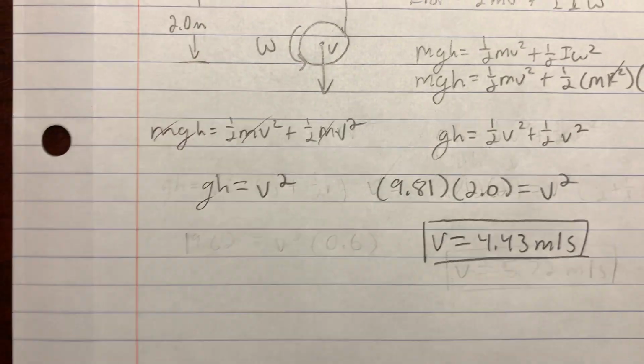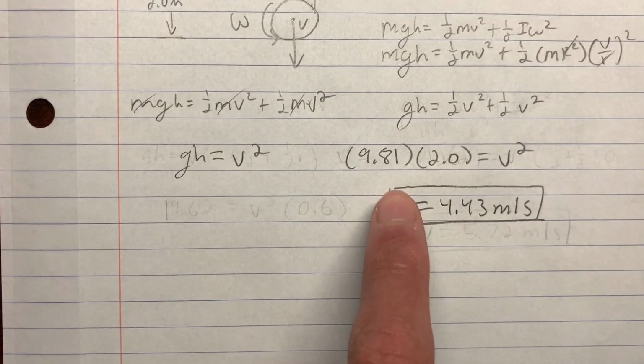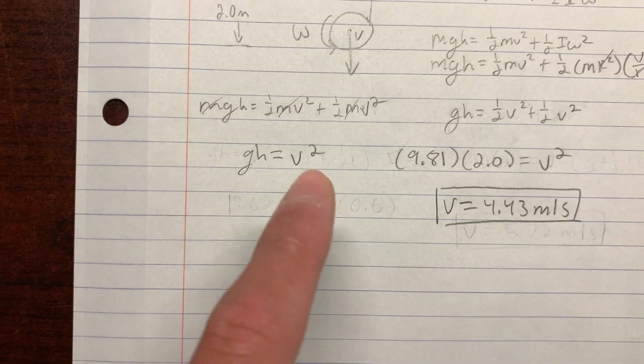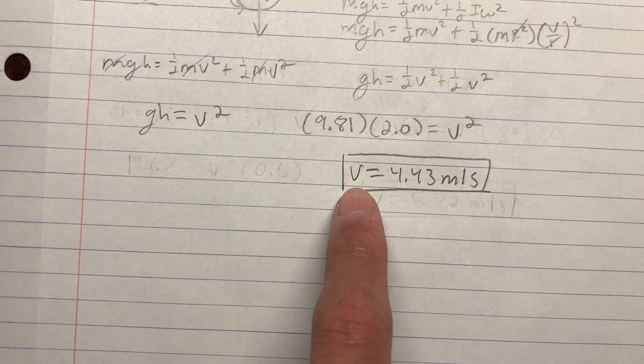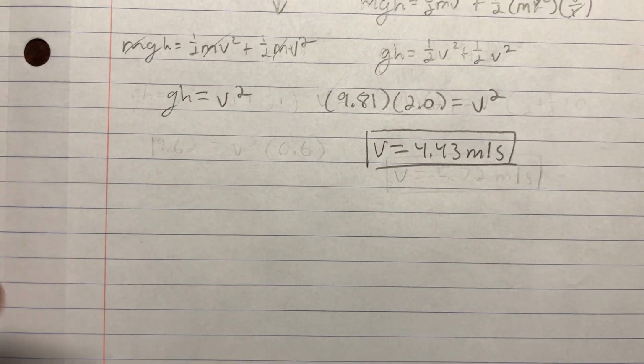Then you just plug in gravity, which is 9.81 meters per second squared, times the height, which we know is 2 meters, and you square root that, you solve for v, and you get 4.43 meters per second.